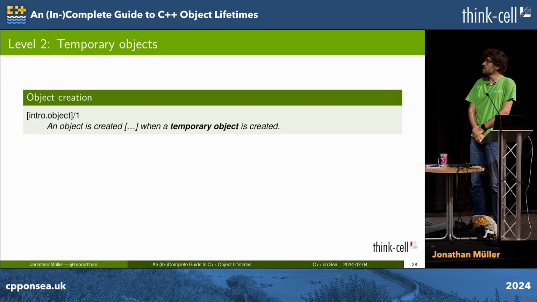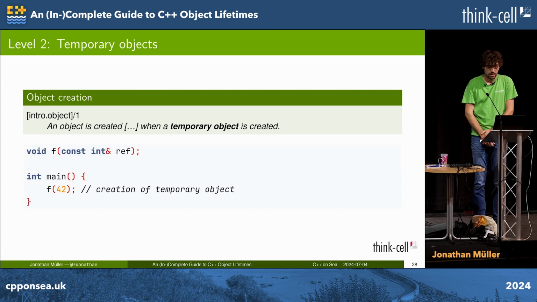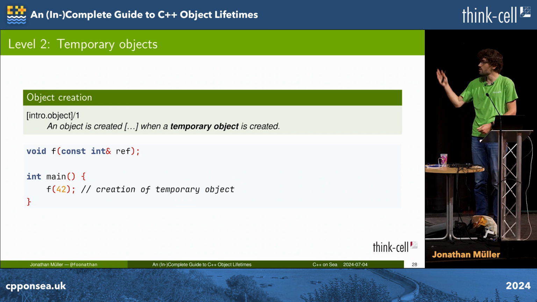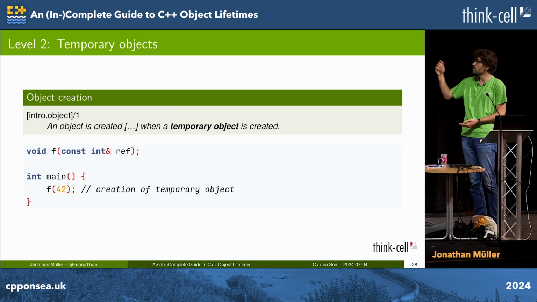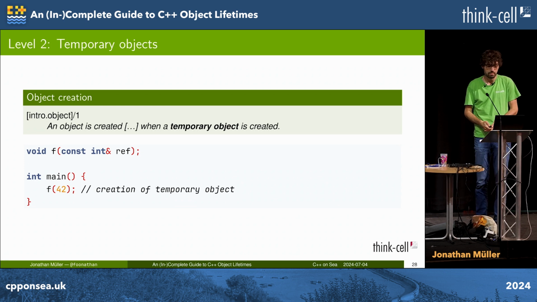An object is created when a temporary object is created, which is a bit of a tautology when you cut the rest of the sentence out. So the idea is here. We have a function f that takes a reference, and then we call it with the value 42. Now the value 42 is not an object, right? It's just a number. But the reference is an alias for an object. So the compiler has to create an object in order to make this happen, because references always have to refer to some object. So we need to create a temporary object in order to make this code complete.